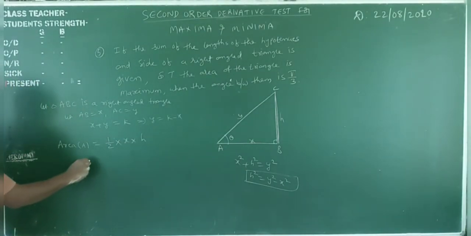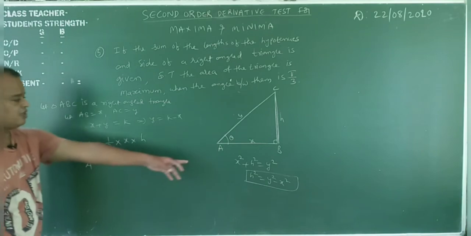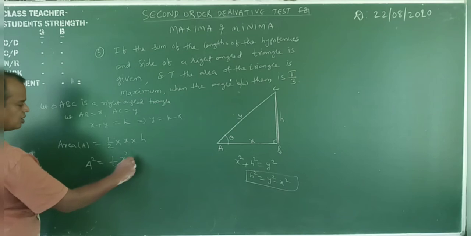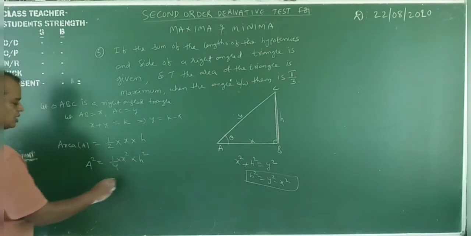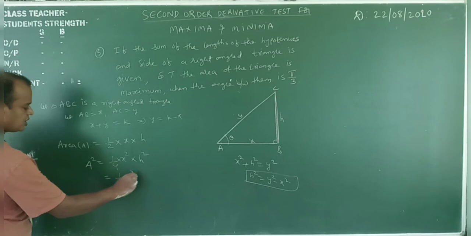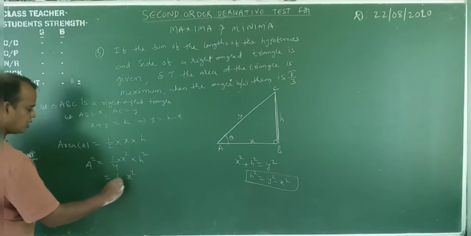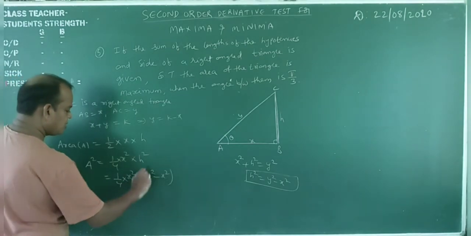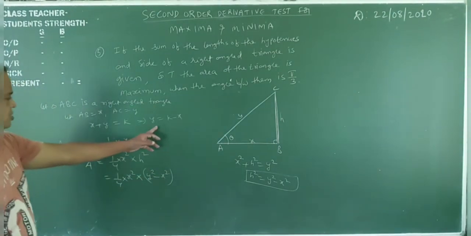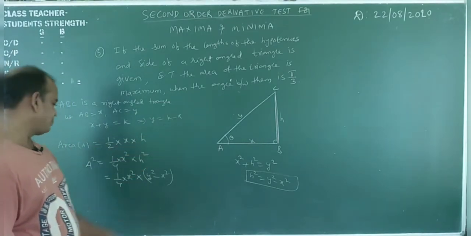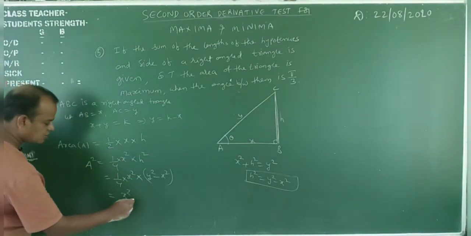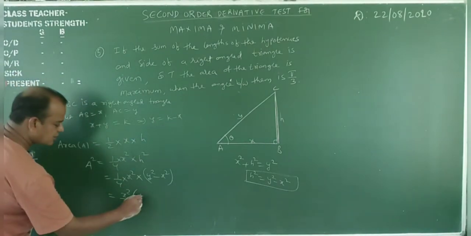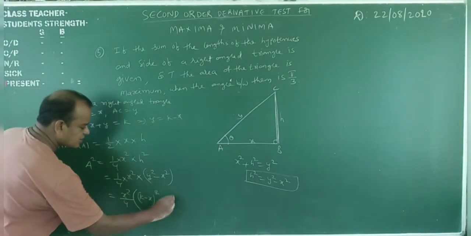That is the area. Now, squaring. Here h square is available: 1 by 4 x square into h square. H square means y square minus x square. What is the value of y square? It means (k minus x) whole square. Now the calculation part is simple: x square by 4 into y square, where y is equal to k minus x, so (k minus x) whole square minus x square.